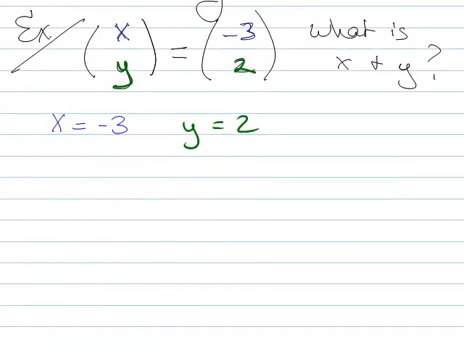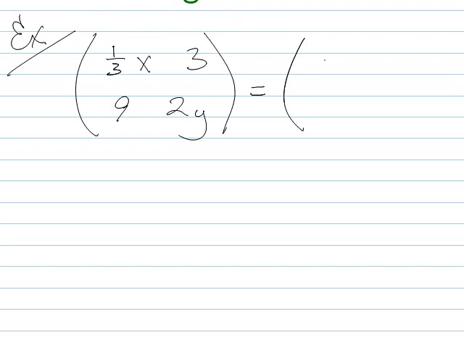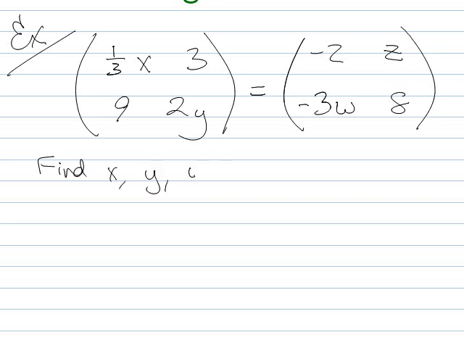Okay? So about the worst problem I can think of would be one where you actually have to divide something. So say I have 1/3 x, 3, 9, and 2y, and I have -2, z, 3w, -3w, and 8. And I'd say find x, y, w, and z. I don't know why I didn't write those in order, because I am capable of alphabetizing.